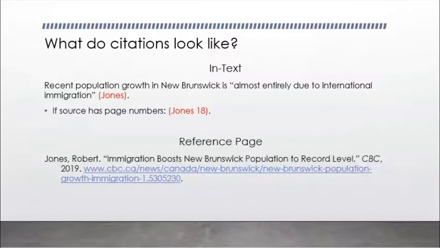At the end of your paper, you'll have a list of full citations in a reference page or works cited page. These have all the information your reader needs to find the article or book that you've cited. Having both types of citations means that the reader can easily find the original source of anything in your paper that is not your own ideas or opinions.